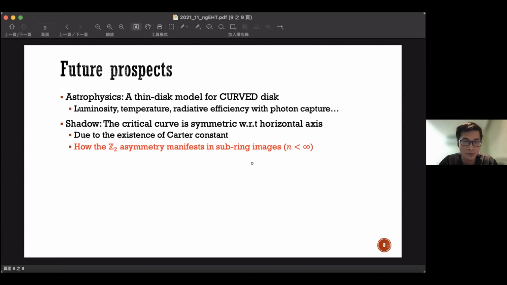And the second extension is that, as I said, the critical curve is always symmetric with respect to the horizontal axis. And this is possibly due to the hidden symmetry of the space-time. So the natural question is, to go beyond this critical curve, what if we consider the subring images of the ngEHT? Perhaps this Z2 asymmetry will manifest itself in some way that we don't know in these subring images. And I believe this will be a very interesting target to pursue in the future. Okay, so that's it. Thank you.